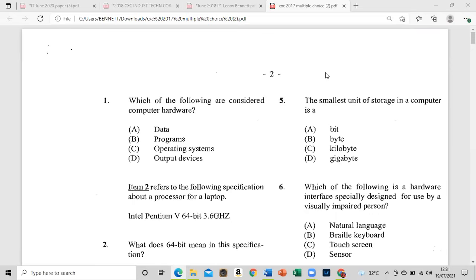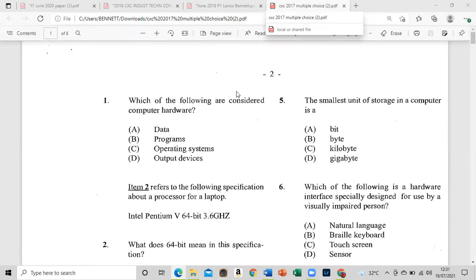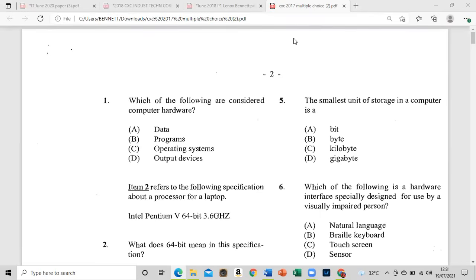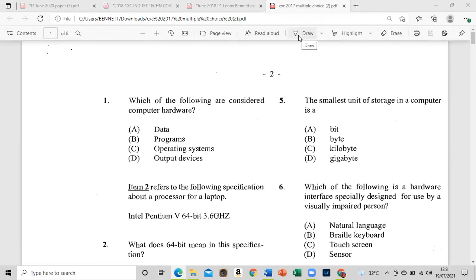Alright, so let's go. Number one is always pretty straightforward. It says, which of the following are considered to be computer hardware? It's like every one of them starts that way. So let me just get my tool ready. Number one, as usual, is output device.